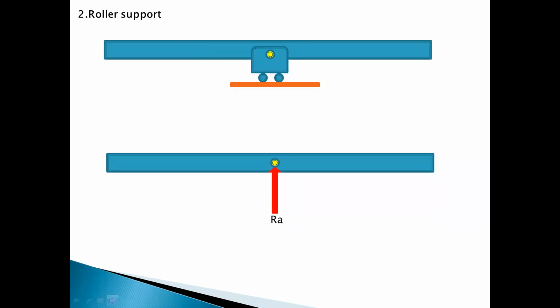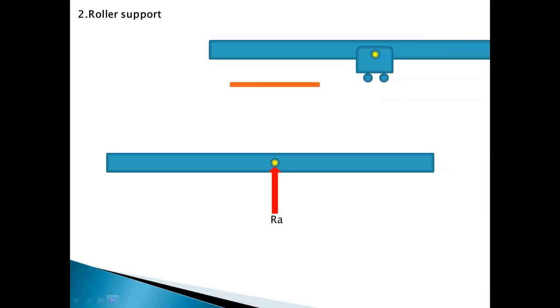And the roller support will allow free movement horizontally like this. So it will restrict only the vertical motion, and it will offer the reaction like this. So this is the reaction RA.